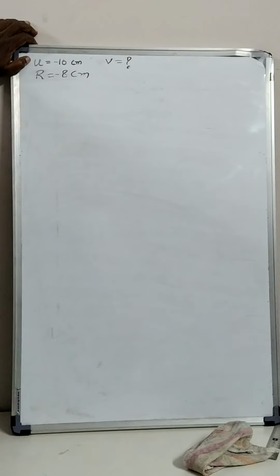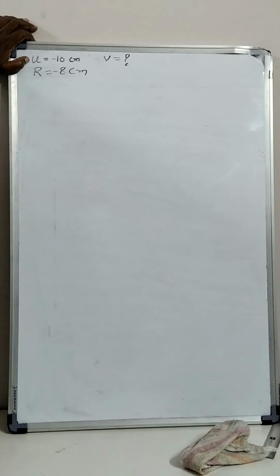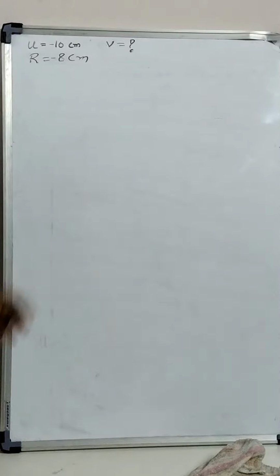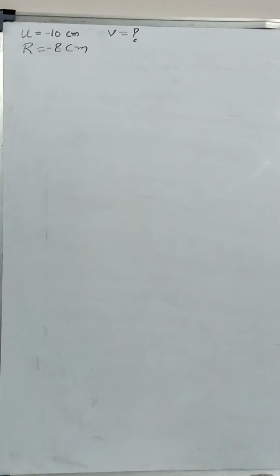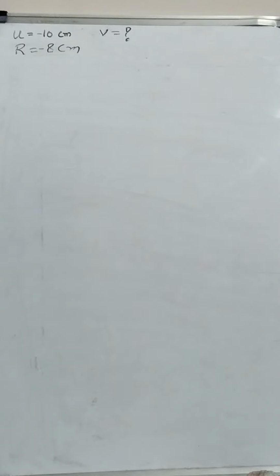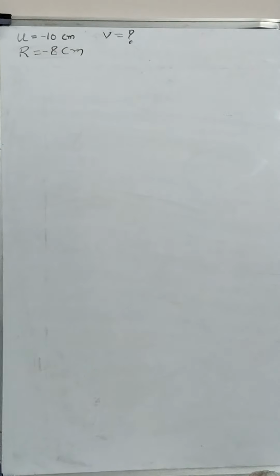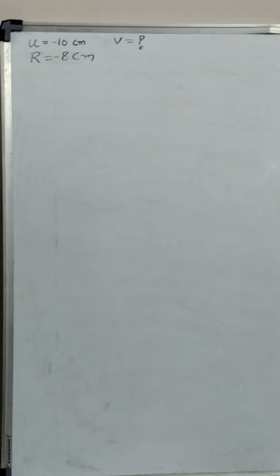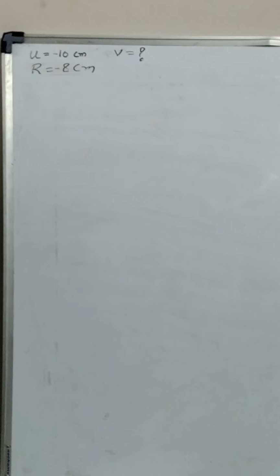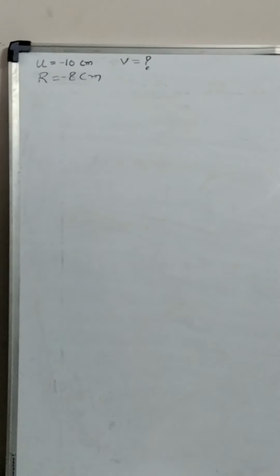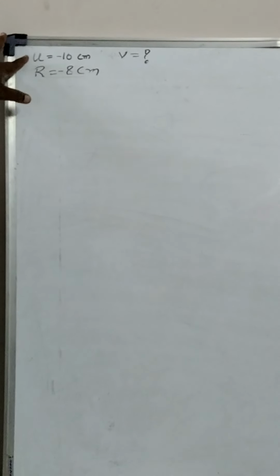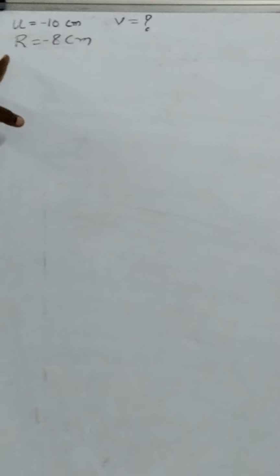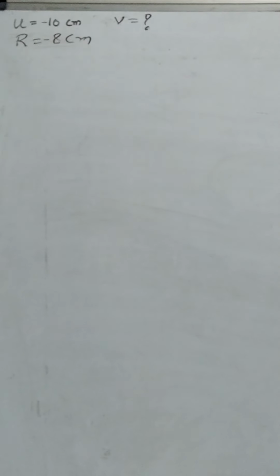In this problem, we are given the object distance u. Listen carefully. U means object distance, V means image distance, R means radius of curvature, F means focal length. Now, what is given? Object distance U is 10 centimeters, radius of curvature R is 8 centimeters.